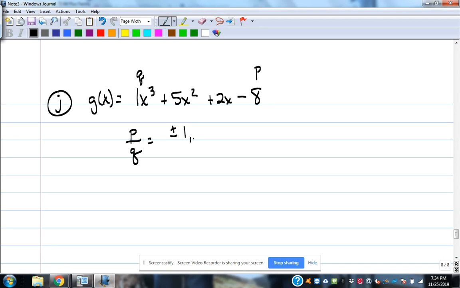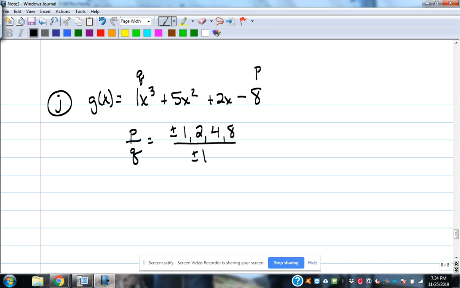1. What else? 2 goes into 8 4 times, right? And then 8 goes into itself. So plus or minus 1, 2, 4, and 8. And then on the P, that's for P. For Q, we got 1, and it's just got plus or minus 1 as a factor.